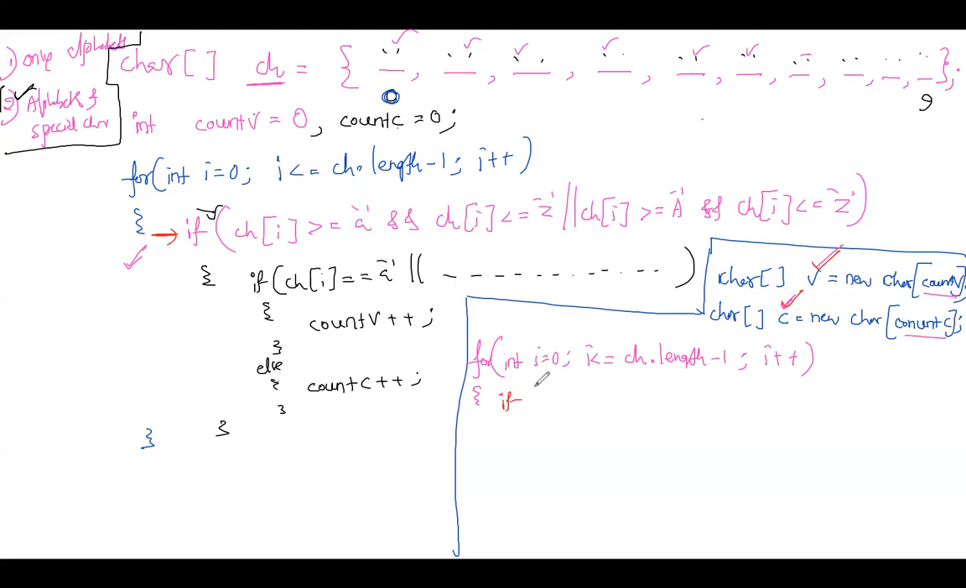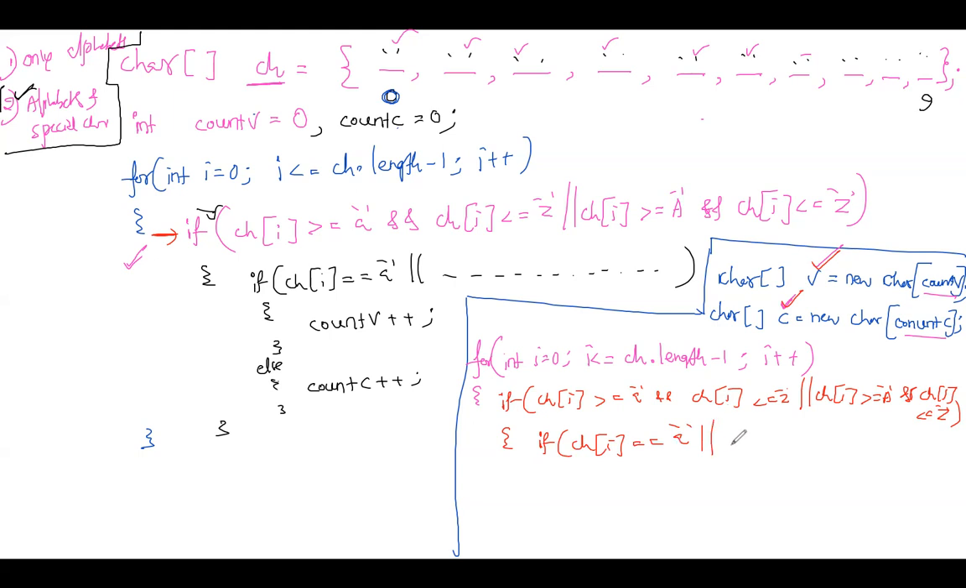What is that? If ch of i is greater than or equal to a and ch of i is less than or equal to z, or ch of i is greater than or equal to capital A and ch of i is less than or equal to capital Z. So this is the condition. So if it is a character, then if it is a vowel, copy into the vowel array. So for that again I have to check whether it's a vowel or not. How to check it? If ch of i double equals a or e or i or o or u. It is not the correct way to write it, but you know how to write.